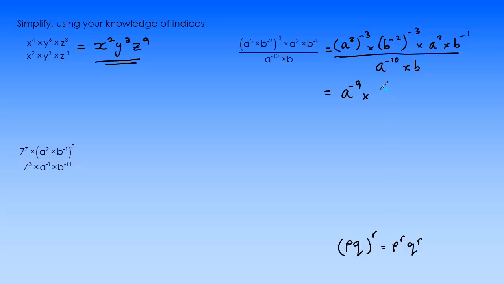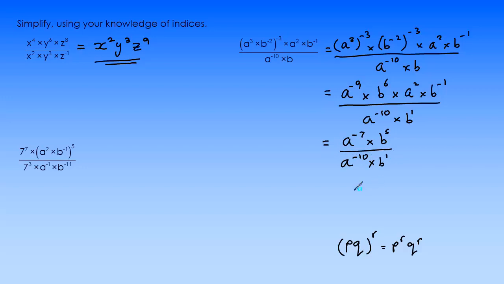Multiply the indices here, so that's going to be b to the +6 times a squared times b to the -1 all over a to the -10 times b, and remember that b is to the 1. Here we're multiplying, so we add the indices, so that's going to be a to the -7. Add the indices, 6 add -1 is 5, over a to the -10 times b to the 1.